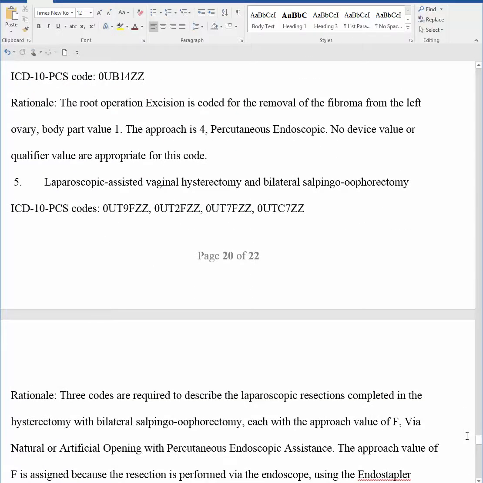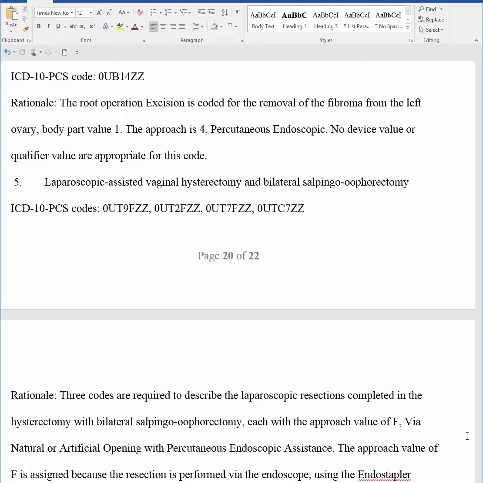Number 5, patient having a laparoscopic assisted vaginal hysterectomy and a bilateral salpingo-oophorectomy. This woman is having structures removed. She's having both her ovaries, both her fallopian tubes removed, and her uterus, and her cervix via a laparoscopic assisted method going through her vagina.